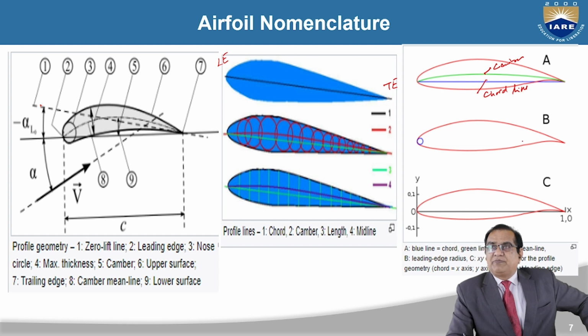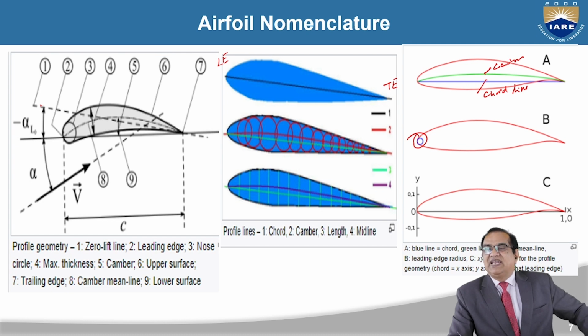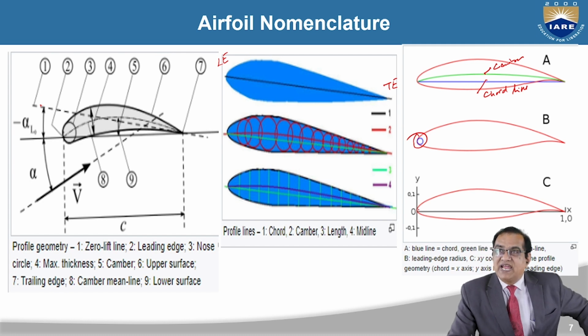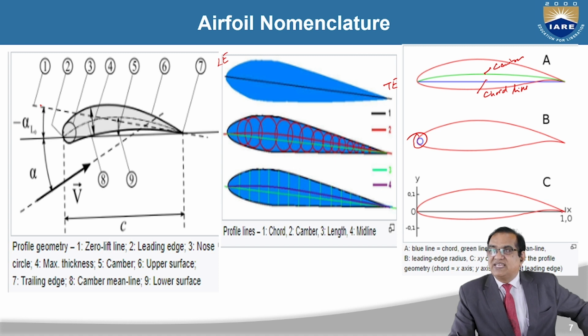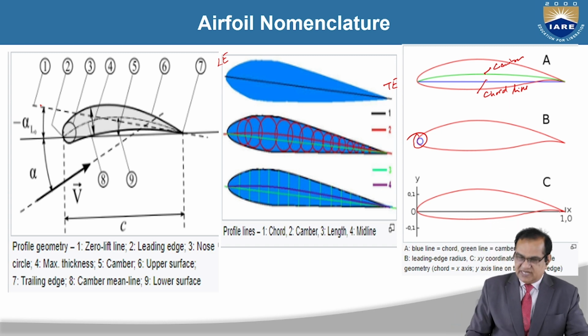If you see the figure B here, this is called the leading edge. This is called the leading edge radius, and C is the XY coordinate, the XY coordinate for the profile geometry. Chord is equal to the x-axis, and y-axis is the line on that leading edge. So y is here, and the chord is always taken as the x-axis, and it is called 1x or 1.0. So like this we can identify the things.